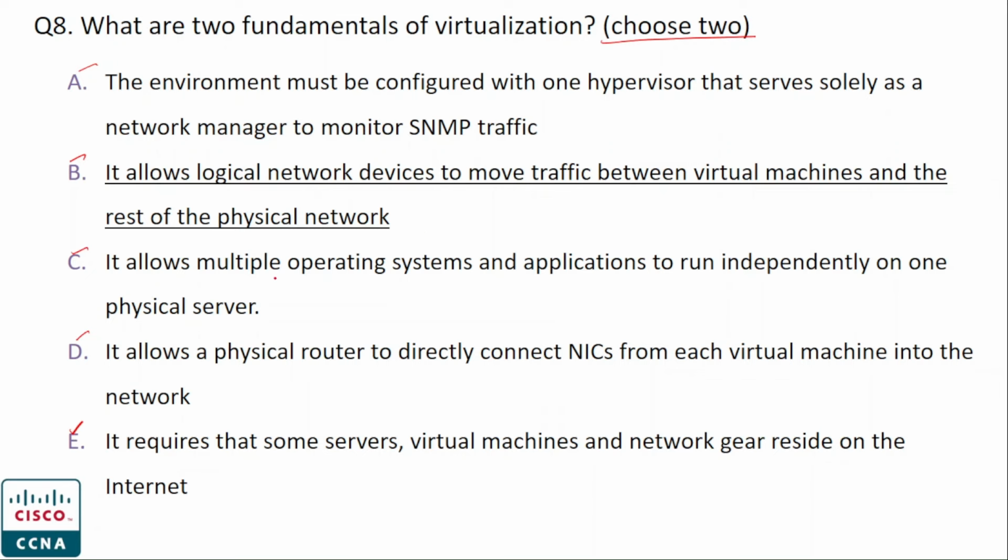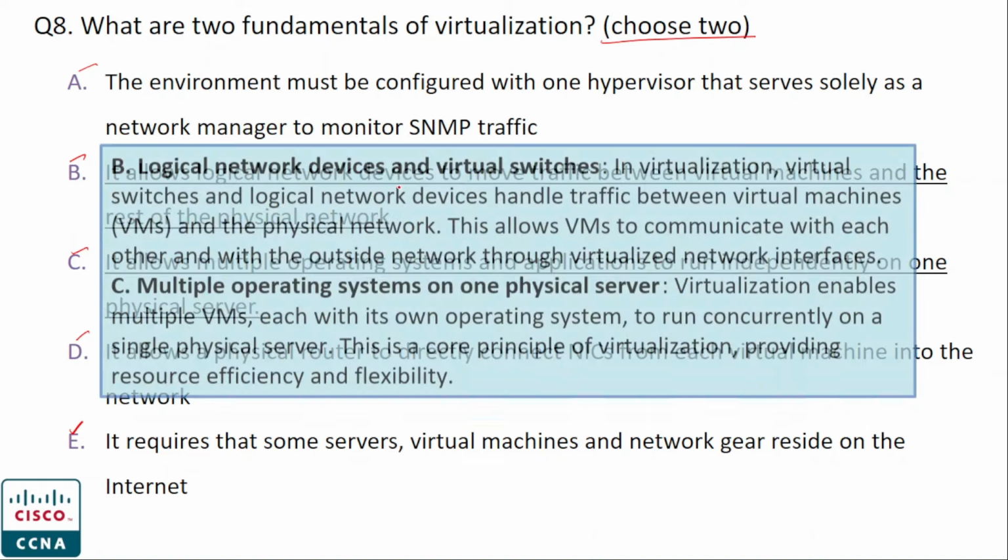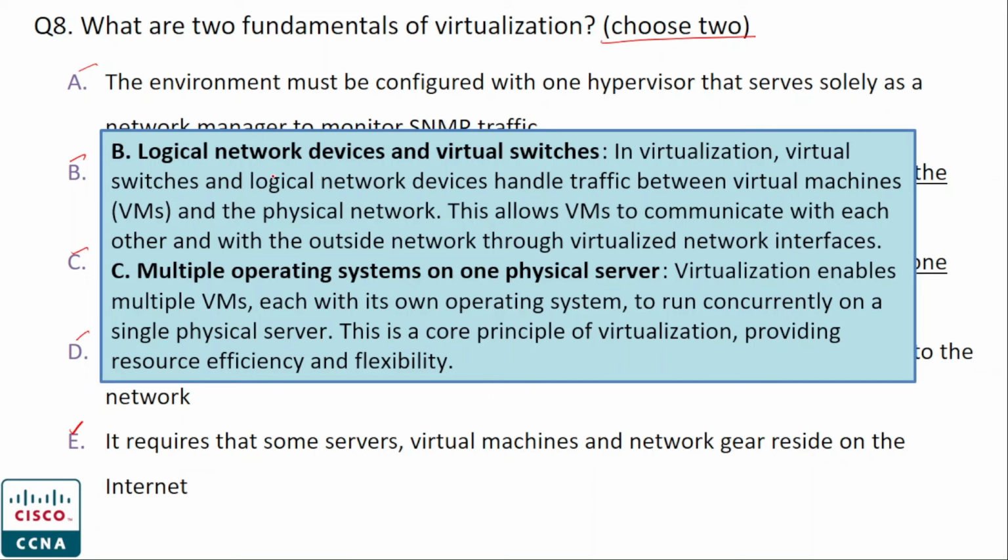And the second correct option is option C, it allows multiple operating systems and applications to run independently on one physical server. So these are the two fundamental properties of virtualization. And the explanation of both these properties is that in virtualization, virtual switches and logical network devices handle traffic between virtual machines and the physical network. This allows VMs to communicate with each other and with the outside network through virtualized network interfaces.